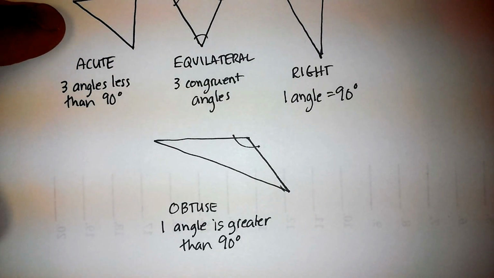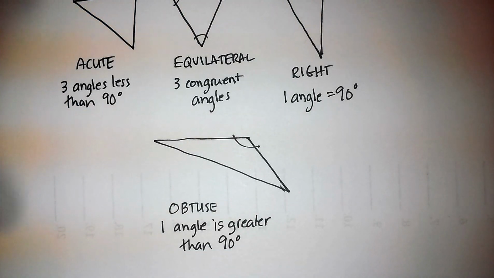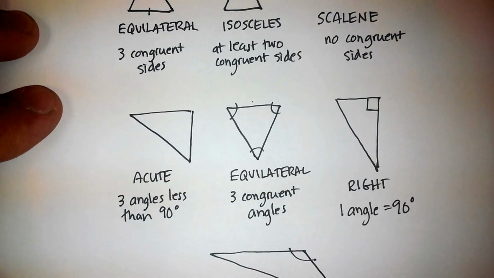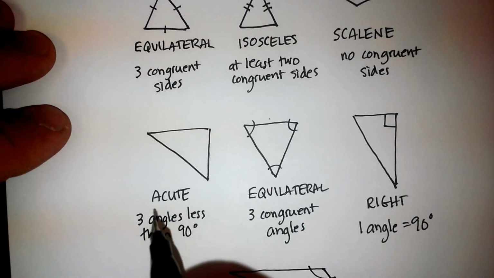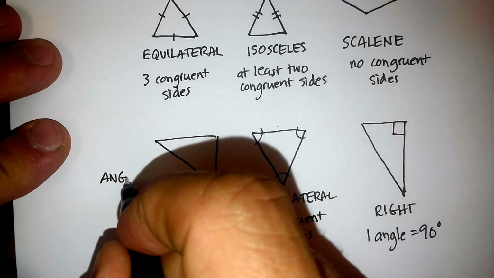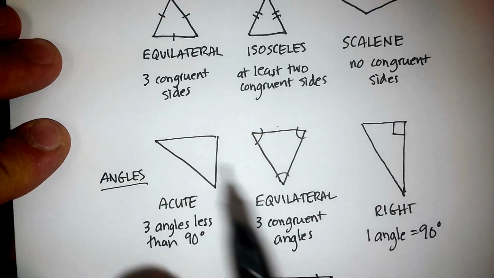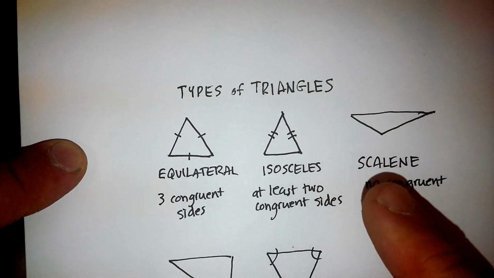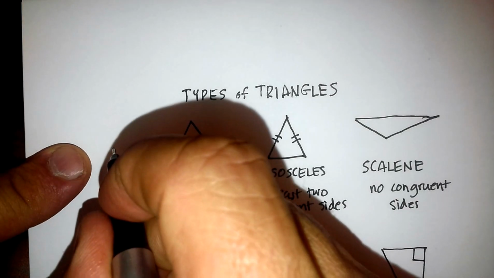Okay, so those are the 7 different triangles that you should be able to do. These 4 down here are classified according to their angles. So the classification looks at the angles part. These 3 up here, the classification is done by the sides.